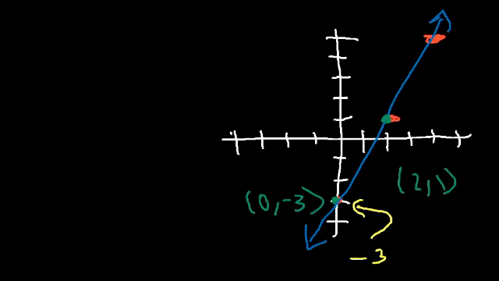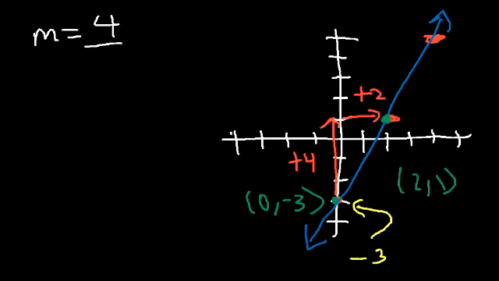So you can look at the rise. The rise is 4 units, and the run is 2 units. The slope is rise over run. So that's 4 over 2. Therefore, the slope is 2.